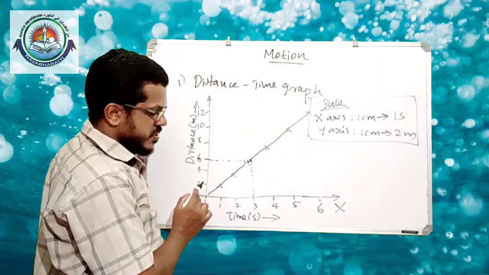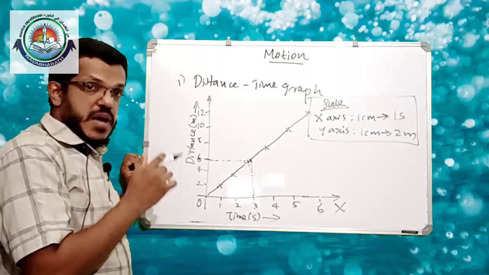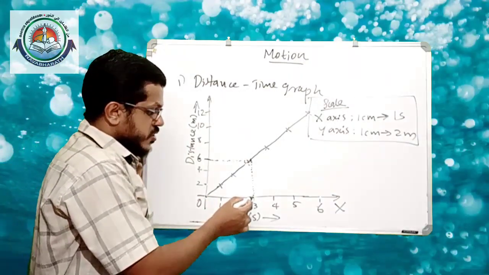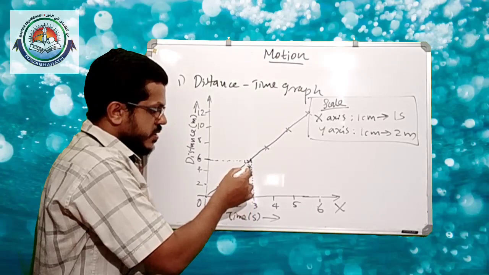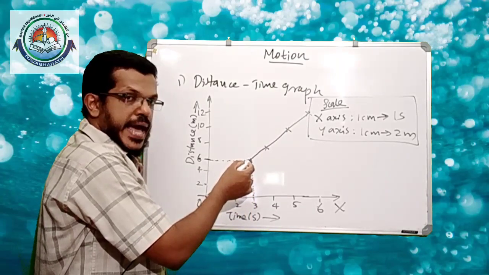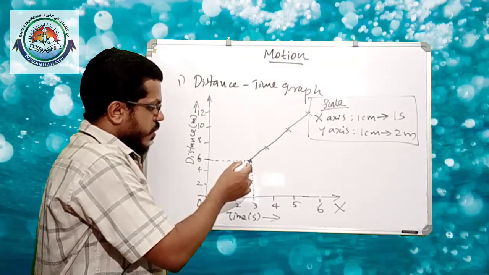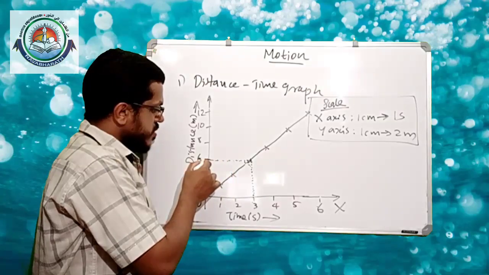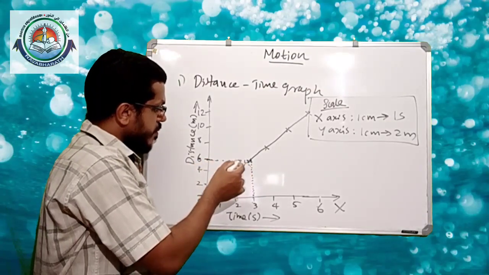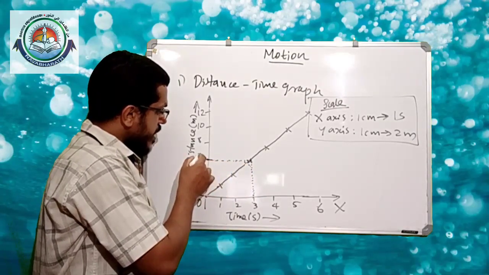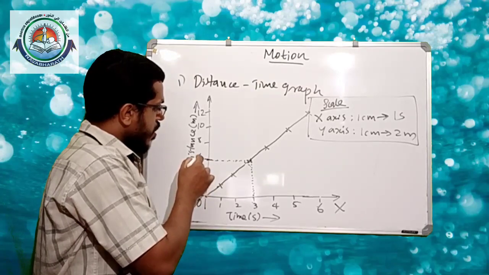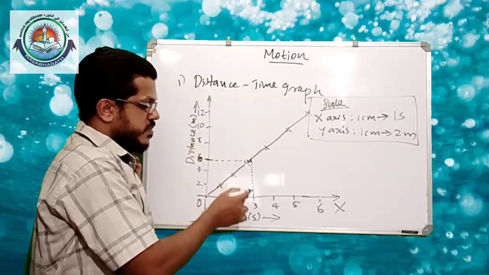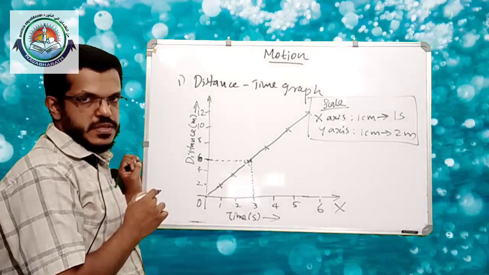How can you find out the distance traveled by the object in 3 seconds? First you draw a perpendicular line to the graph and draw another perpendicular line to the y-axis. Then where the perpendicular line meets, that is the position or distance traveled by this object in 3 seconds. Okay.